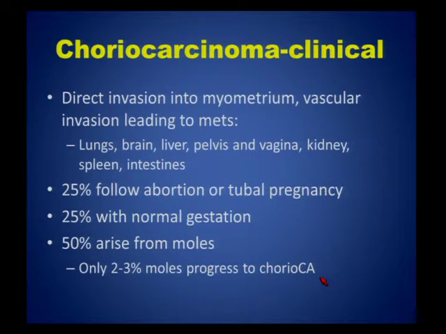Choriocarcinoma clinically directly invades the myometrium, then metastasizes, usually through the veins or through the lymphatics. The lungs are the most common metastatic location, followed by brain, liver, and so on. 25% will follow an abortion or tubal pregnancy, about a quarter follow a normal gestation, and then about half arise from moles. But only, remember, 2 to 3% of moles, a small number, progress to choriocarcinoma.